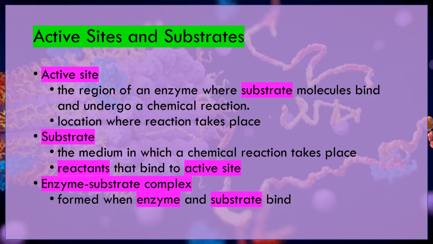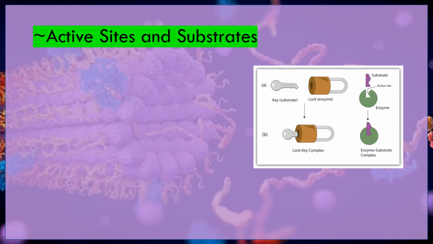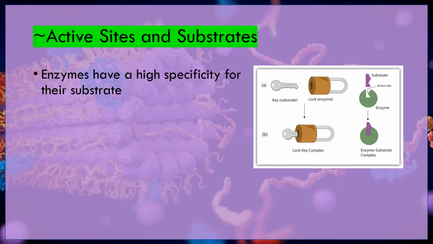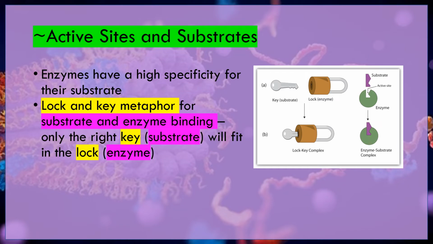The easiest way to imagine this is what we call a lock and key. Enzymes have a high specificity for their substrate. That means they have to have the exact key. So in the lock and key metaphor for a substrate and enzyme binding, only the right key, which is the substrate, will fit in the right lock, which is the enzyme.